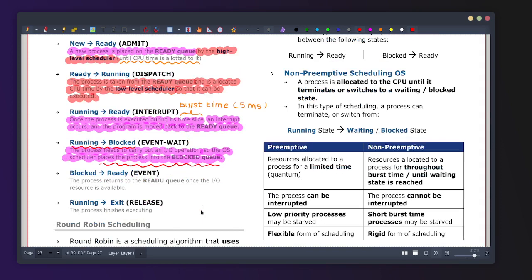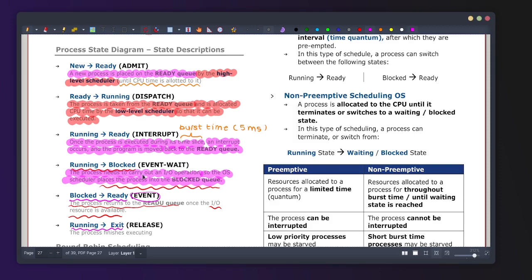Then finally, once that process is happily ever after, once it receives the event that it was waiting for, the process returns to the ready queue once the I/O resource is available. So that's when the process changes from blocked to ready state. We call that the event phase. And finally, once the process finishes, it exits. The process finishes executing. That's the release state. So these are all the states of the process described in 6 different words.